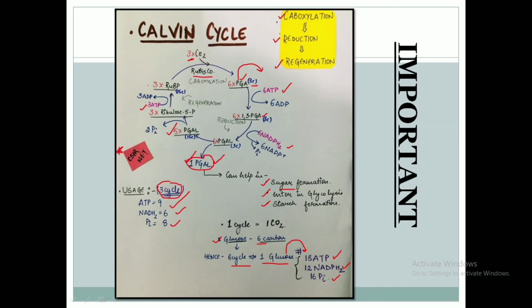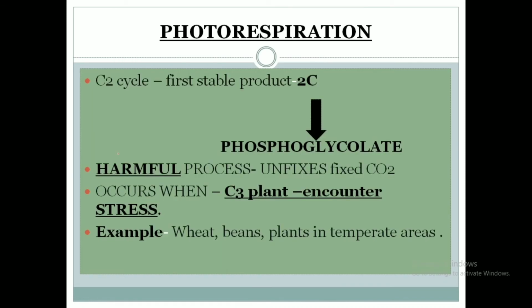This topic has been previously asked many times in the CSIR NET, hence this makes this topic very important. So now let us look at photorespiration. Photorespiration is also known as the C2 cycle. Why are we calling it C2? Because it is phosphoglycolate, a two-carbon compound, which is the first stable product.